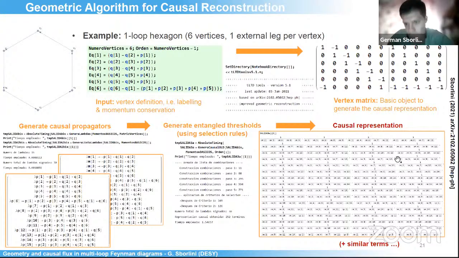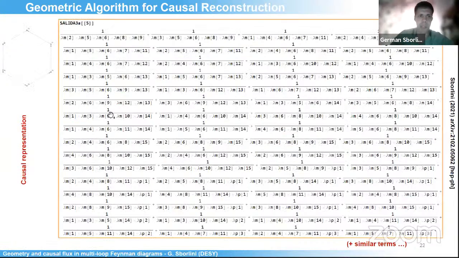Here it looks a bit small, but here we have it bigger. And essentially, we have products of these lambdas. Since the hexagon has 6 vertices, by using the formula that we previously mentioned, it has complexity order 5. So it involves products of 5 lambdas.